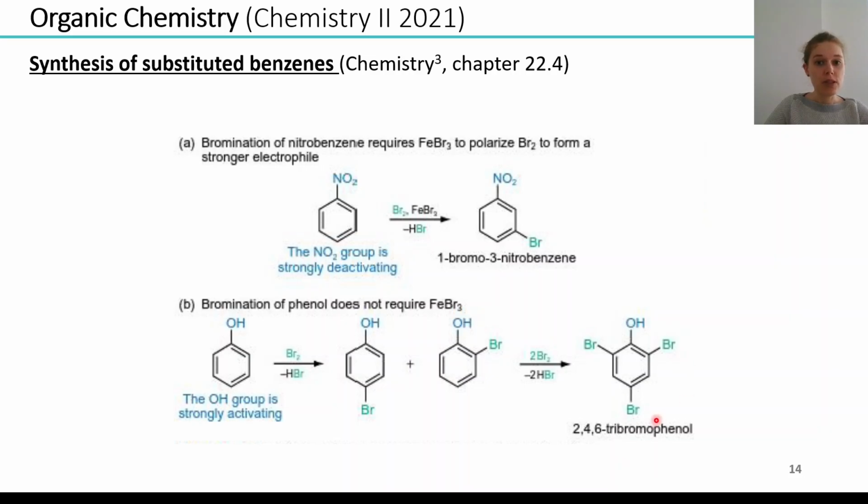To form 2,4,6-tribromophenol. And this is surprising, as we know that each bromide substituent is a deactivator. However, here you can see how strongly the hydroxide group acts as an activating group. So, in other words, although we already have one deactivating bromide substituent, the hydroxide group is a stronger activating group, and therefore the reaction towards the tribromophenol will proceed even without Lewis acid.